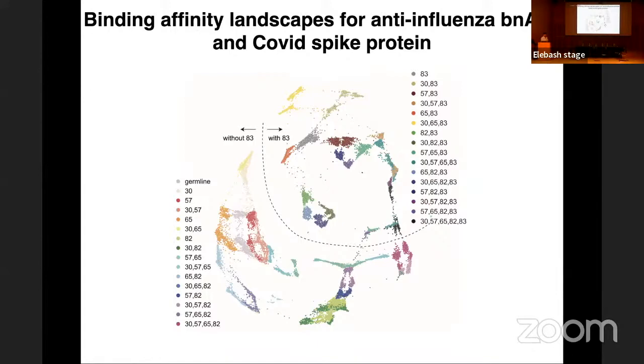So I'm going to talk about a much smaller and more focused part of sequence space. What I'm going to talk about is recent work in my lab, in collaboration with Alex, Thierry, and a bunch of others, to understand binding affinity landscapes that are responsible for the evolution of broadly neutralizing anti-influenza antibodies. And if I have time, I'll also talk a little bit about the evolution of the BA1 Omicron variant that we've all become familiar with, some of us very familiar with, over the past 9 months or so.